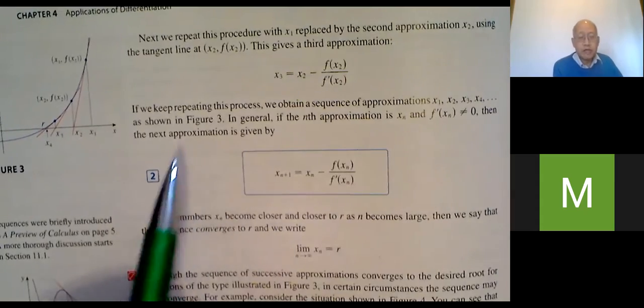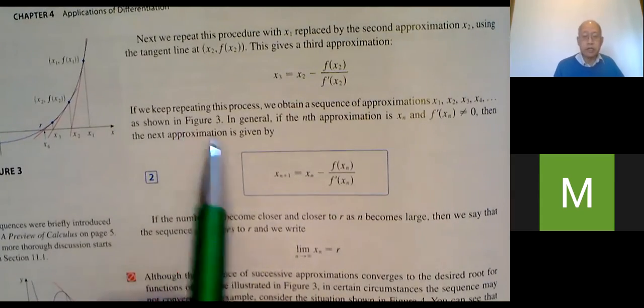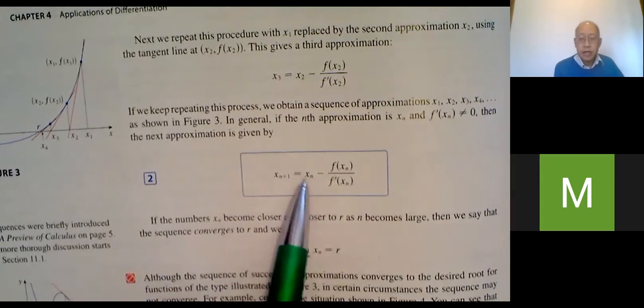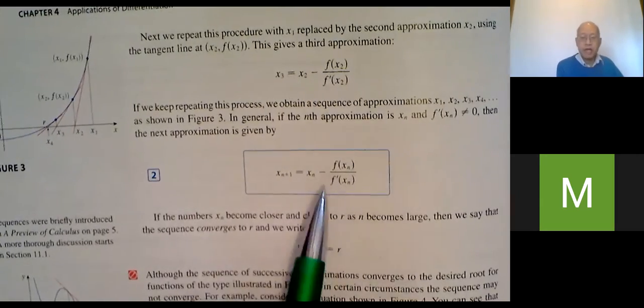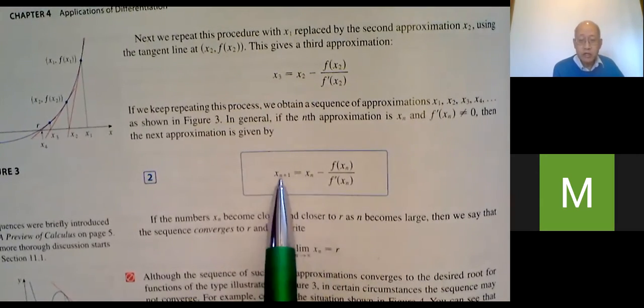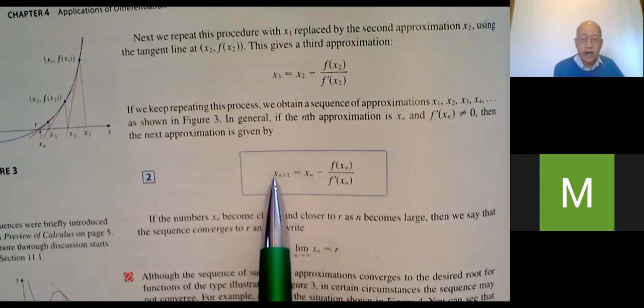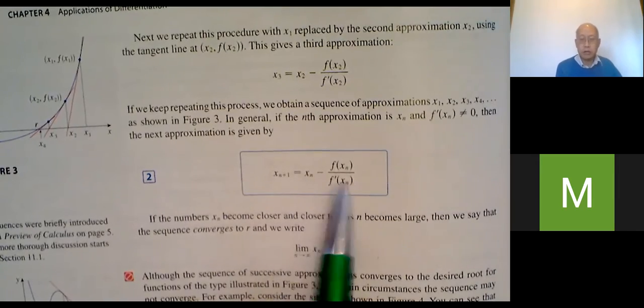Okay, so you make your first guess, or they will give you a guess, or you might have to guess your own. Okay, x1. This is recursive, meaning you just keep repeating the process. To find x2, it's based on x1. Then to find x3, it's based on x2, and so on.